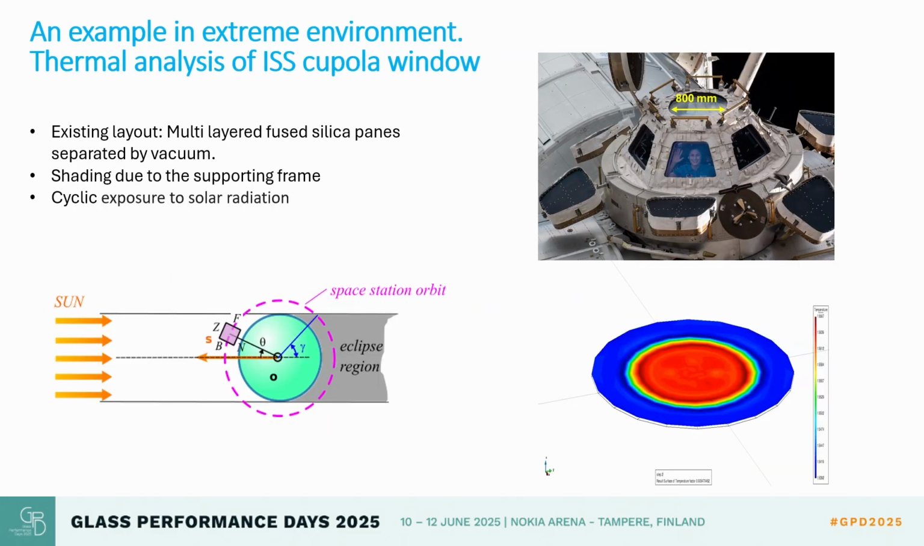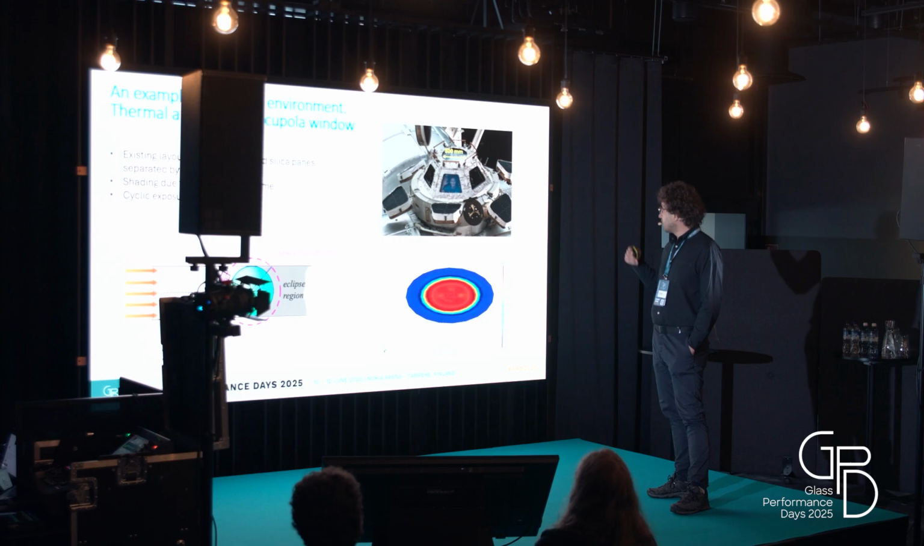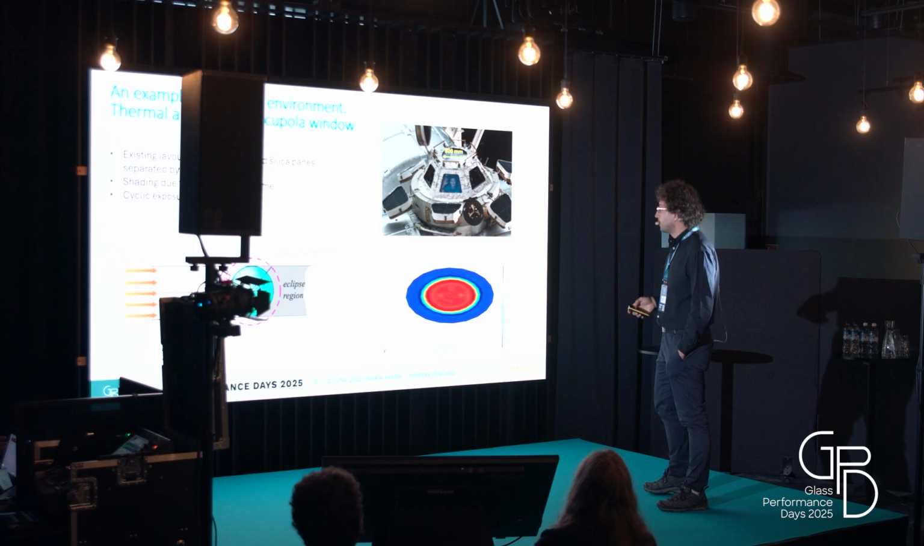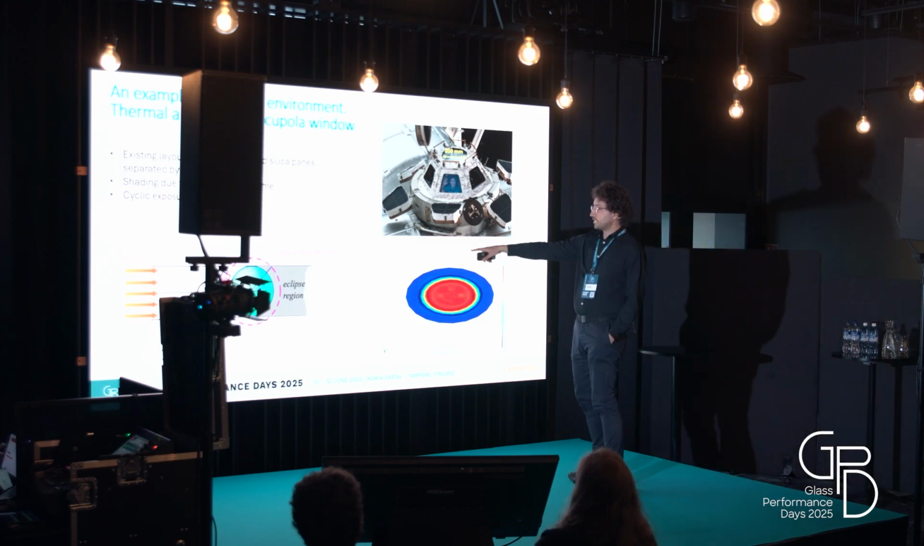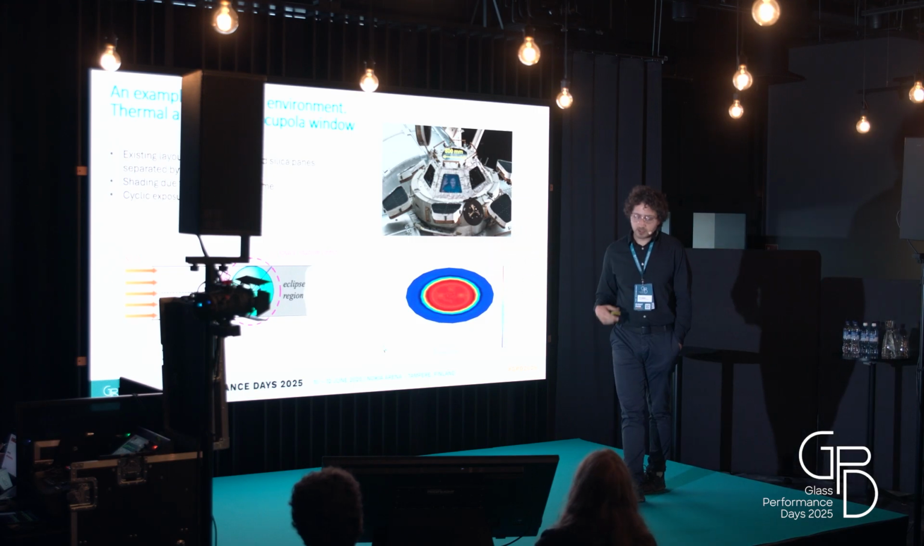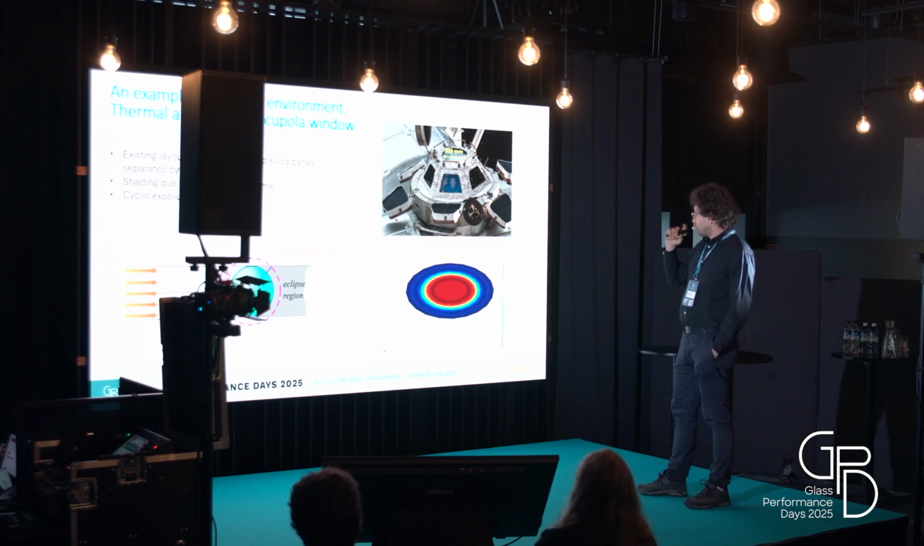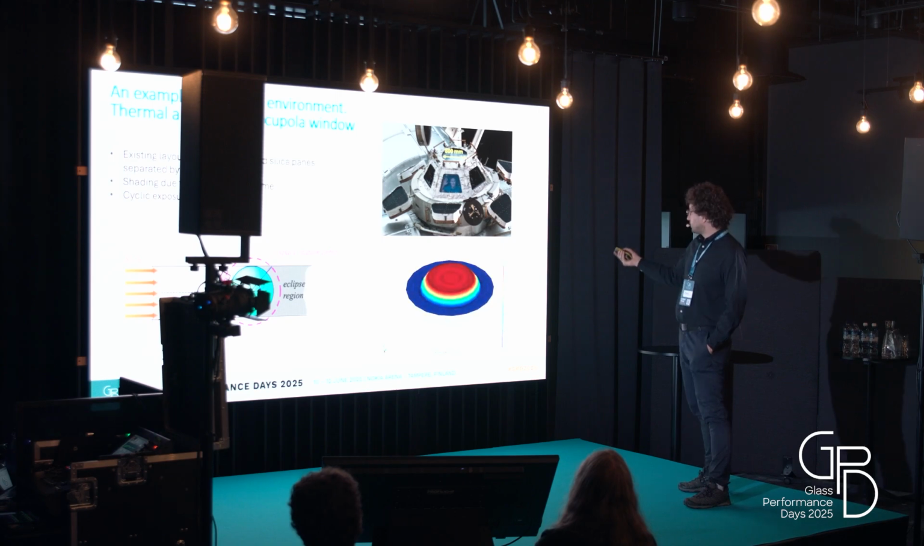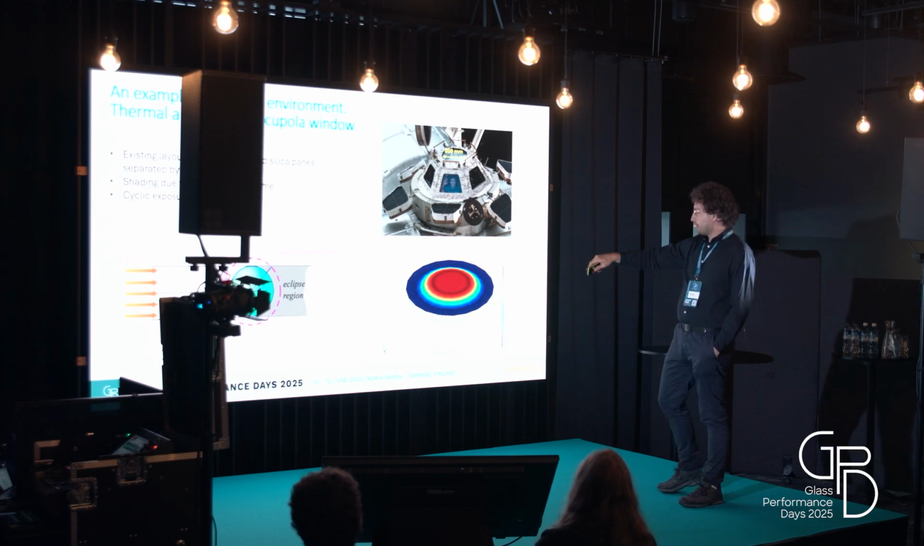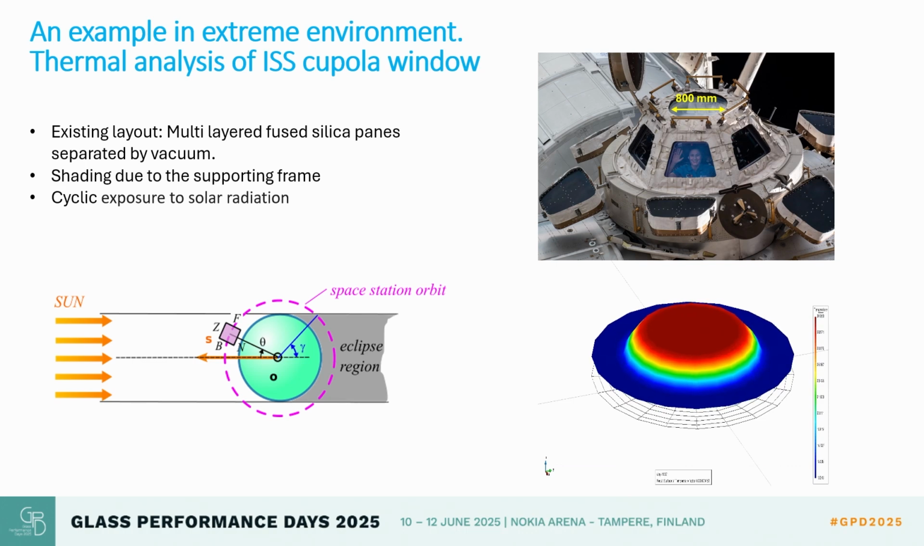Another example that we have dealt with to demonstrate the efficacy of the model is the ISS space station window, which is 800 millimeters. This glass window is subject to extreme environmental conditions, has partial shading due to the supporting frame, and has a cyclic exposure to solar radiation because of the rotation around Earth. The cycle of exposure is 90 minutes. We can see here, using our model, we are able to model the change in temperature when the space station passes between the sun and the eclipse region.